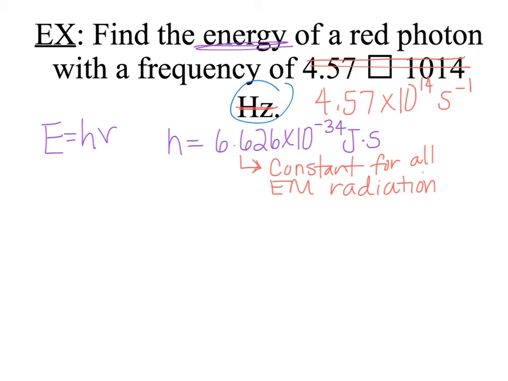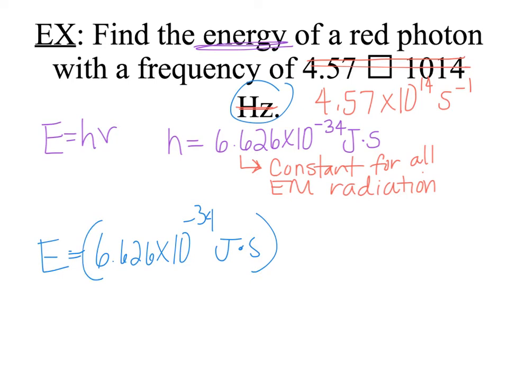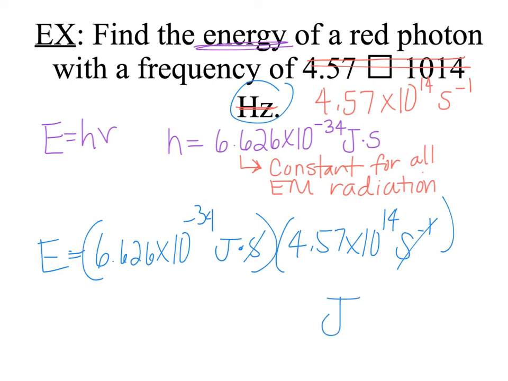So we're going to say energy is equal to the 6.626 times 10 to the negative 34 joules times second. And then we're going to plug in our frequency value of 4.57 times 10 to the 14th seconds to the minus 1. And we'll see that seconds are going to cancel out. So we're going to be left with the unit of a joule. So pause your video and put this in your calculator and see if you get the right answer.